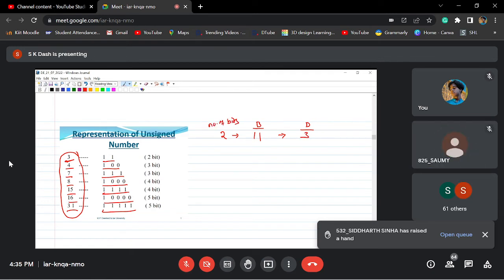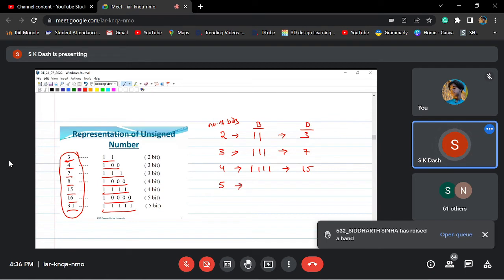So it is 3. If I use 3 bits, what is the largest number? Maximum will be 111. What is the decimal equivalent of 111? 7. If I use 4 bits, maximum will be 1111, which is 15. If I use 5 bits, it will be 11111, and this will be 31.